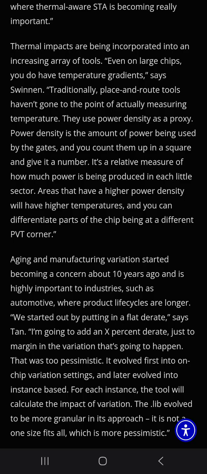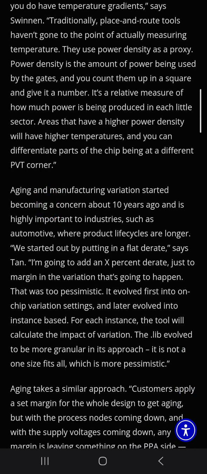Aging and manufacturing variation started to become a concern about 10 years ago and are highly important to industries such as automotive, where the product life cycles are longer. We started out by putting in a flat derate, said Tom. I'm going to add an X percentage derate just to cover margin for the variation that's going to happen. That was too pessimistic. It evolved first into on-chip variation settings and later evolved into instance-based.